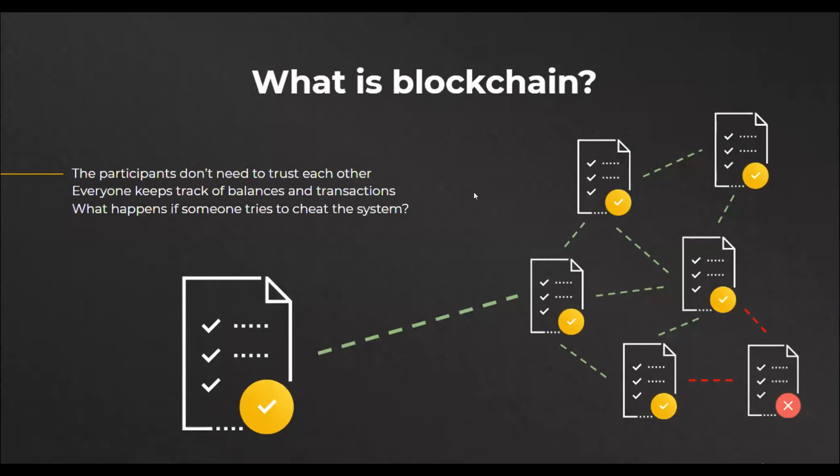Alright, so what is blockchain? On the blockchain network, the participants don't need to trust each other. It means that everyone can keep track of balances and transactions. If someone tries to cheat the system by maybe altering information on the blockchain network, the other blocks will reject that information.